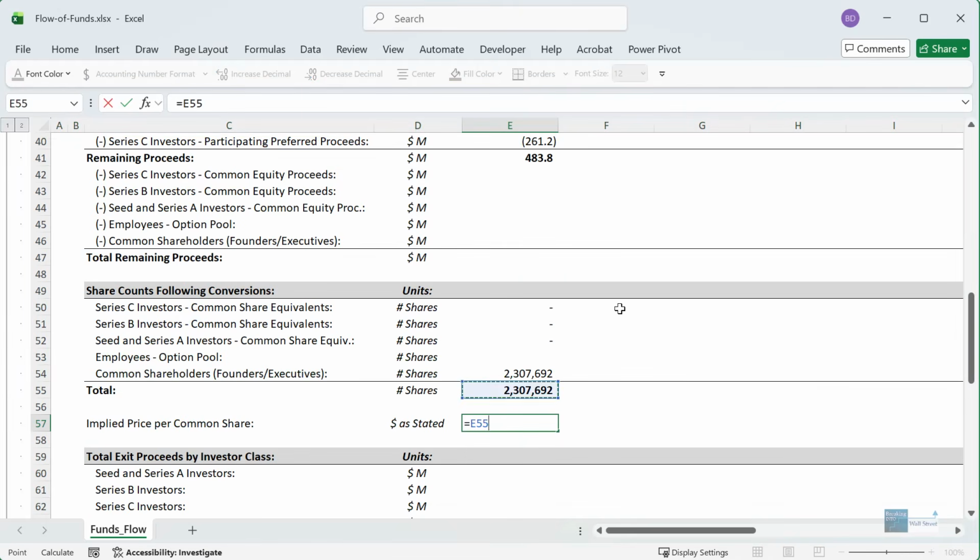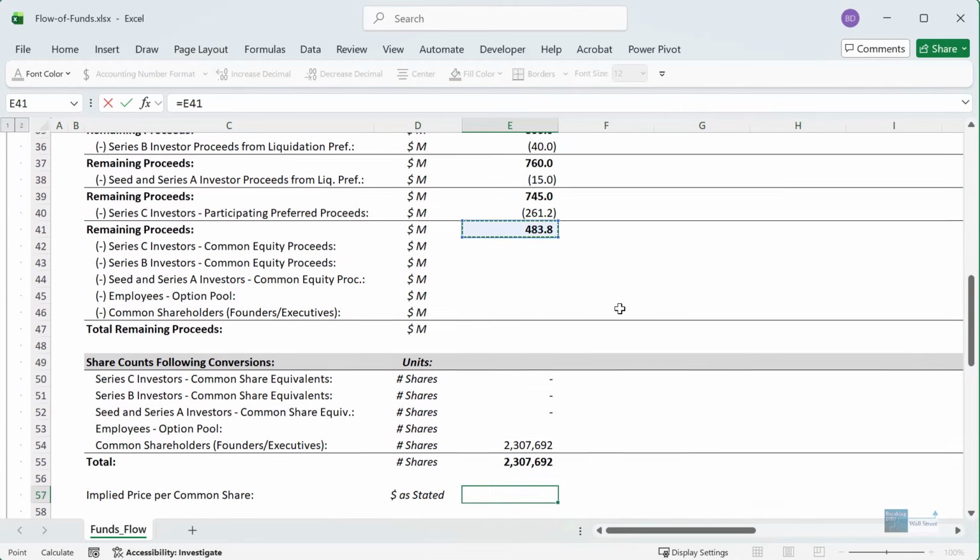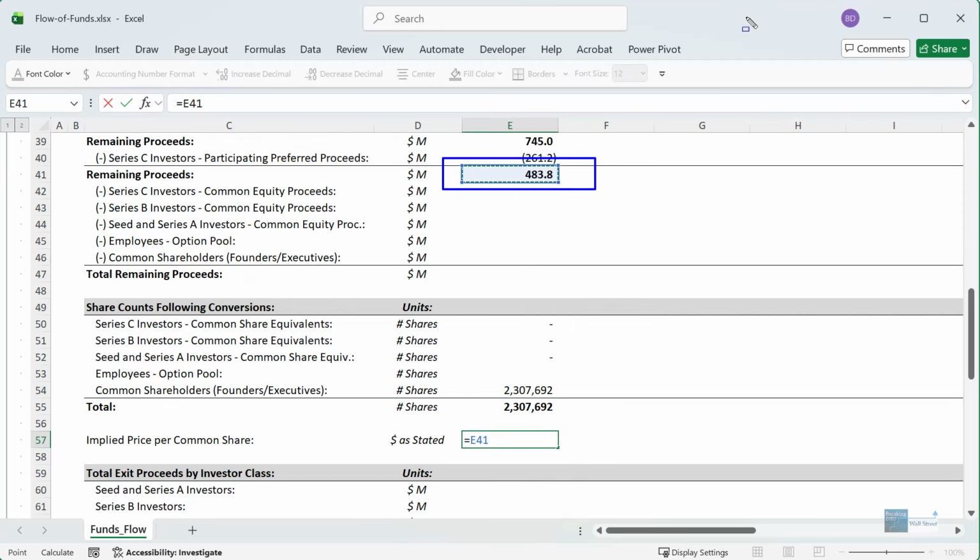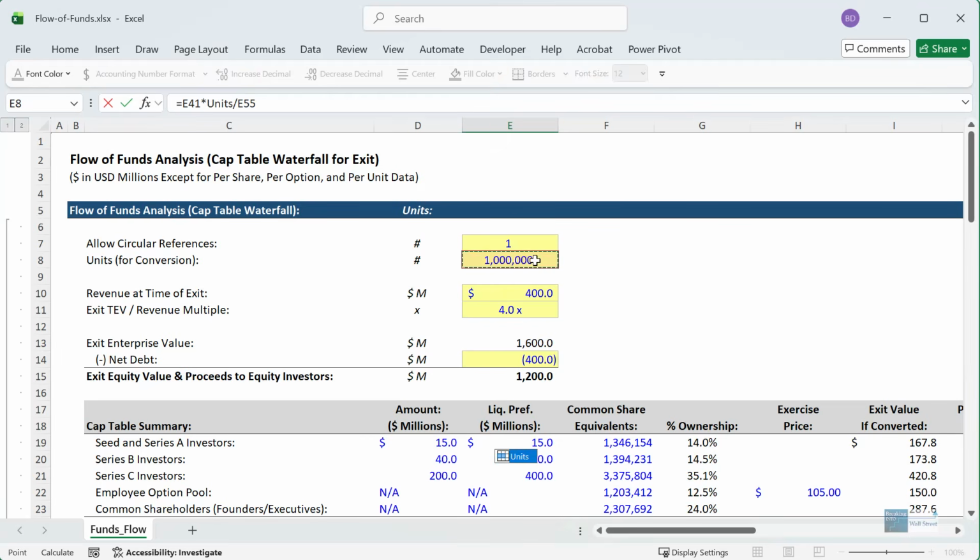So to set this up, we can go up to our remaining proceeds right here. This is essentially the amount that can go to the true common shareholders in the exit. We will then divide by the total down here. We get a very low number because the units are off. We're dealing with shares as stated, but we're dealing with dollars and millions. So I'm going to go up and multiply by 1,000,000 right here in the unit cell.